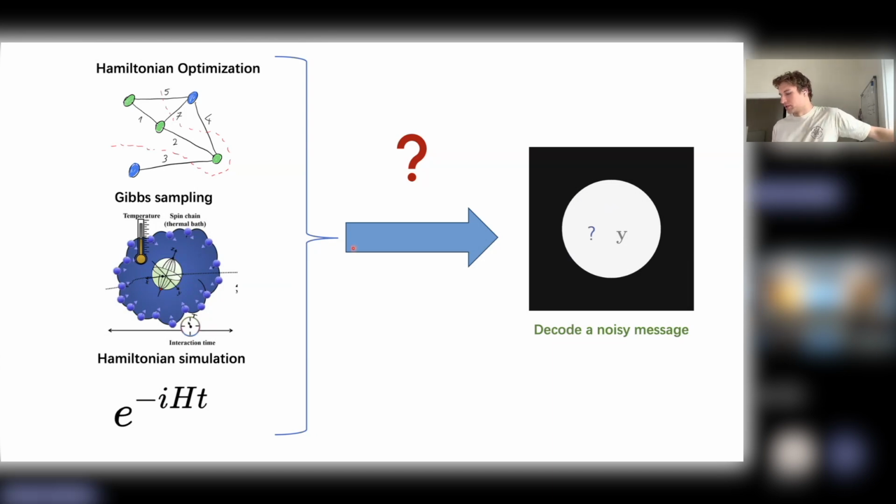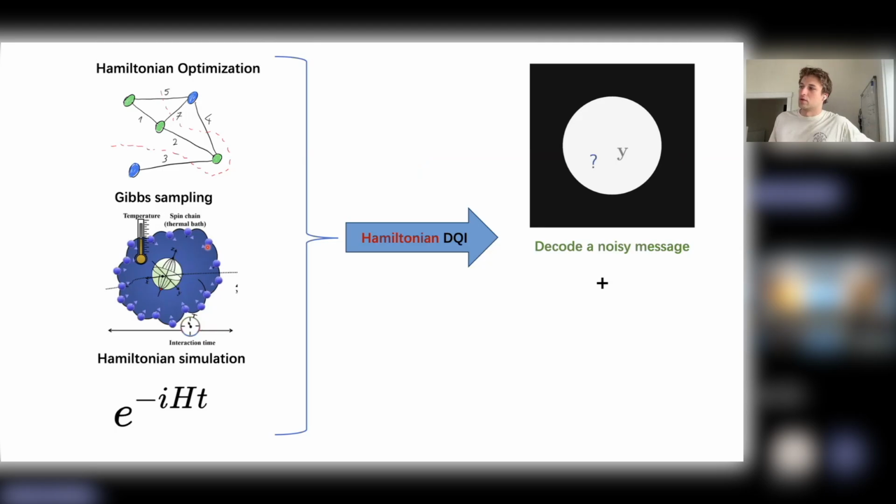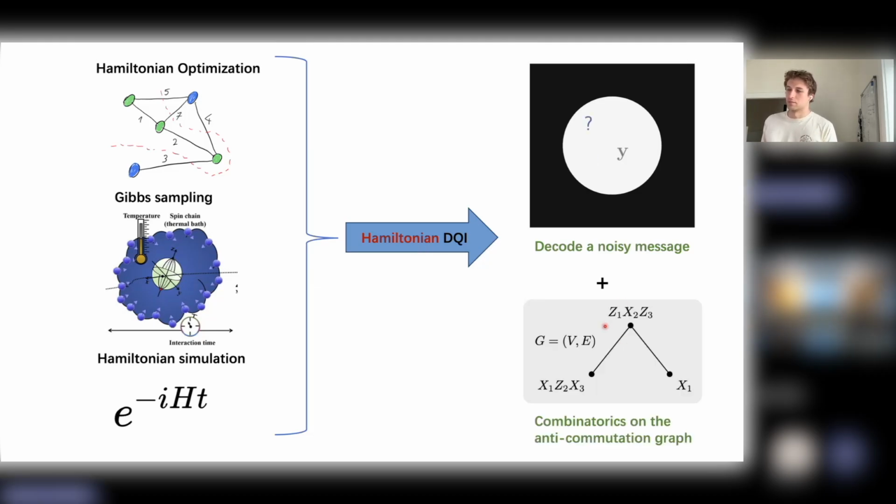Indeed, we answer this question in the affirmative. We show that all these problems you can also reduce to classical decoding using this Hamiltonian DQI algorithm. But in fact, there's something else happening. If the Hamiltonian is commuting, if all the terms pairwise commute, then this is all you get. You only reduce to a decoding problem, and that's all you have to solve. However, if the Hamiltonian is non-commuting, then you have to solve a different problem on top of this decoding problem, which is a certain combinatorial problem on the anti-commutation graph of this Hamiltonian.